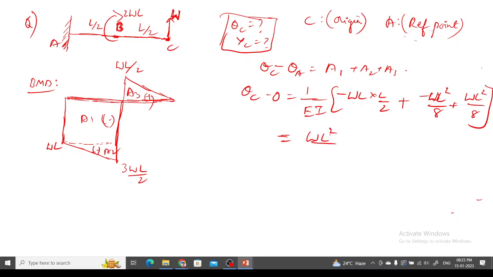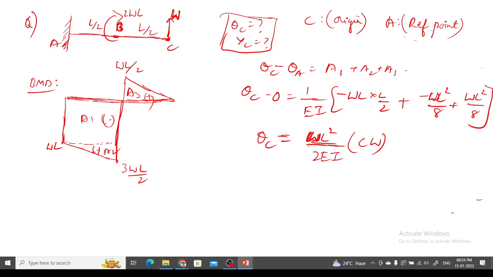Sir, can you tell me the answer of YC? YC is minus WL cube, 7... yeah, minus 5 WL cube by 12 EI. Minus 5 or minus 7? Minus 5. Okay, sir. Okay. Others are following, everyone? Yes, sir. Okay. So if you have any doubt, or if you want me to draw or do the calculations also, please let me know. Okay. So it will be in the clockwise direction.